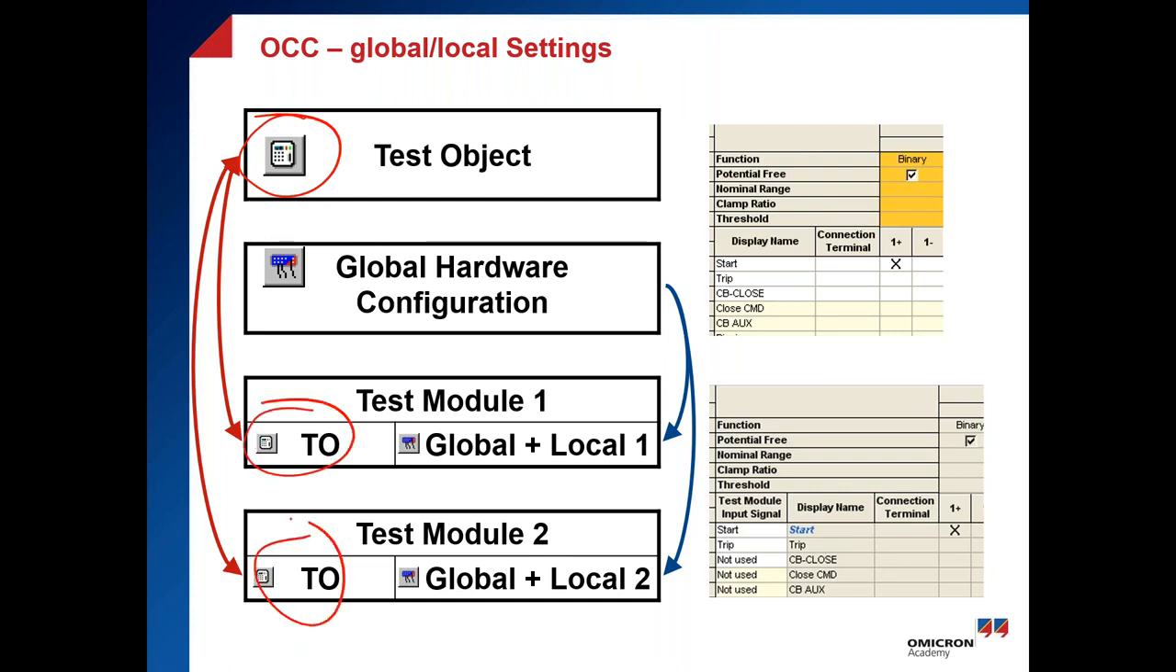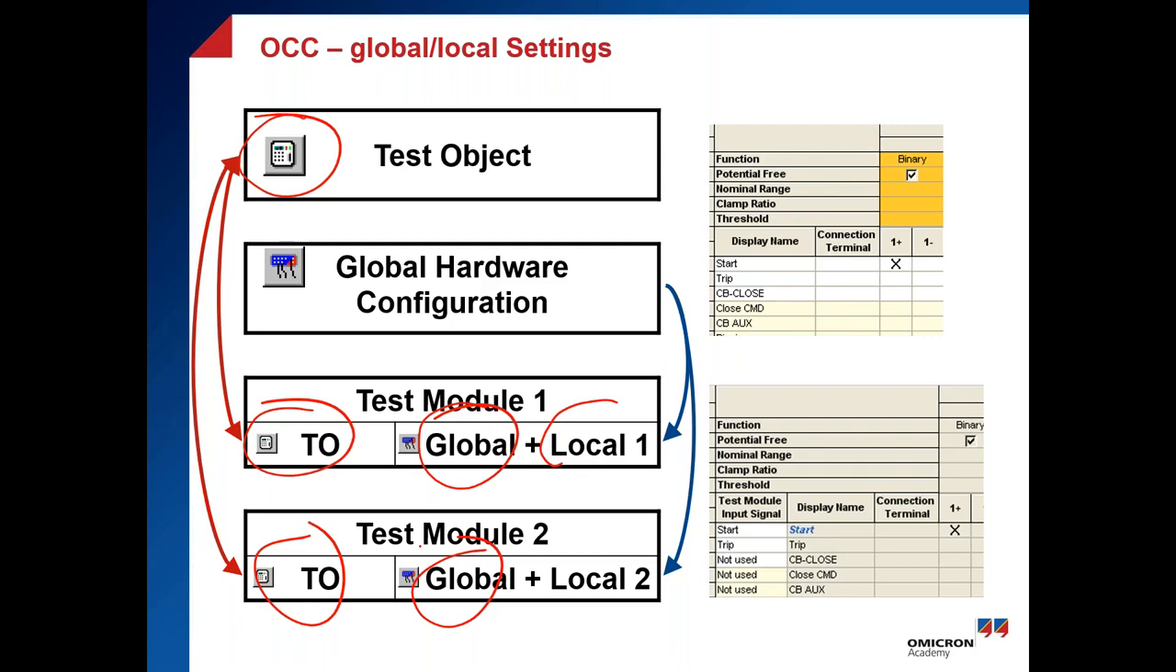If you have any change in the global test object at the beginning of the OCC, it will be applied automatically, because all of them are linked together. And if you have any change in the global hardware configuration, it will be reported in the global one here, and in test module number 1 and test module number 2. But each module has its local hardware configuration. So for example, for module number 1, I need binary input number 1 for pickup.